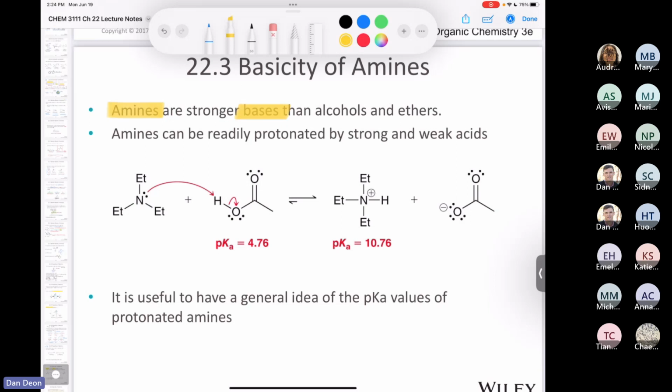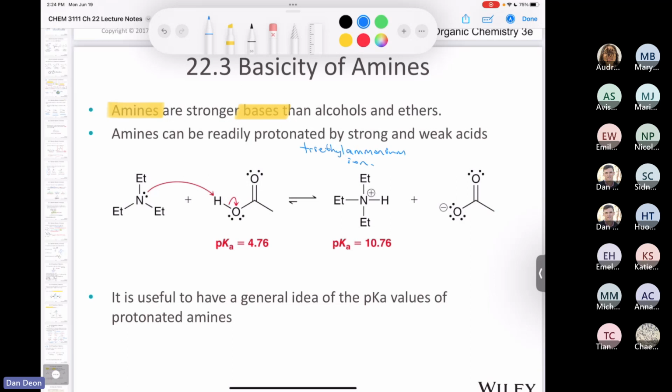So if we take an amine and we put it in the presence of a strong or a weak acid, it's going to be readily protonated. So let's say we take triethylamine here and we put it in the presence of a carboxylic acid like acetic acid. What we end up with is the triethylammonium ion. So you would call this the triethylammonium ion. Okay? And that has a pKa of around 11.